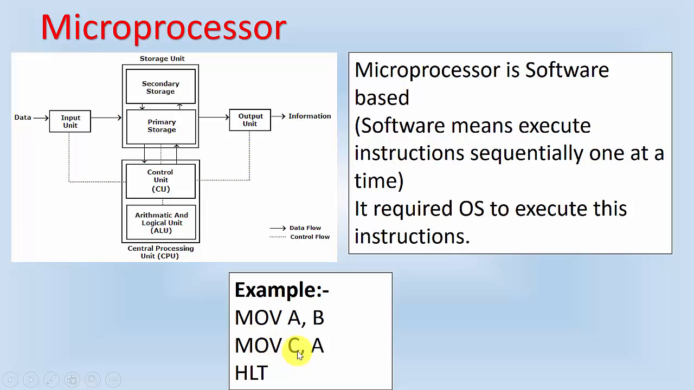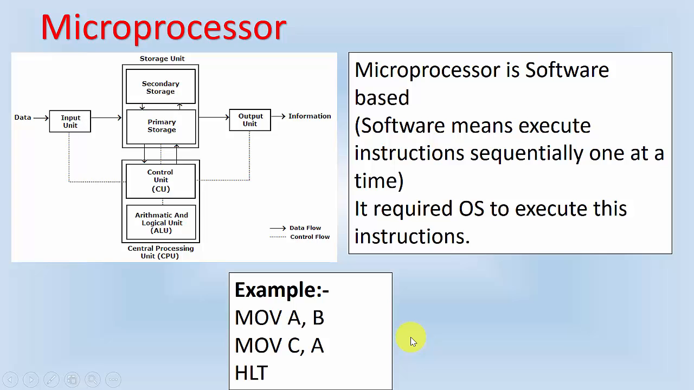In the same way here also, move c comma a, the content present in a will be copied to c. For whom are we sending this instruction? We are sending it to the operating system. This means the microprocessor is a software based system. It will execute the instructions sequentially, one by one, and we are sending these instructions to the operating system.